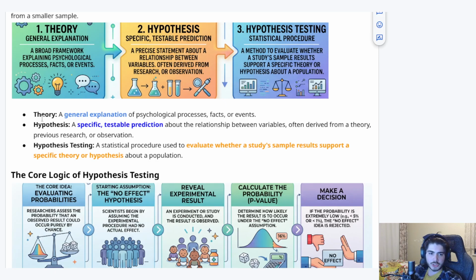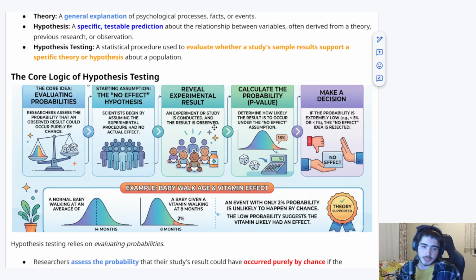A theory is more general. It's just a general explanation of psychological processes, facts, or events. Whereas a hypothesis is a specific, testable prediction about the relationship between variables, often derived from a theory. So you take a piece of the theory and then do tests on it, or you try to infer some new stuff. Hypothesis testing is a statistical procedure used to evaluate whether a study's sample results support a specific theory or hypothesis about a population. So, the core logic, let's go.